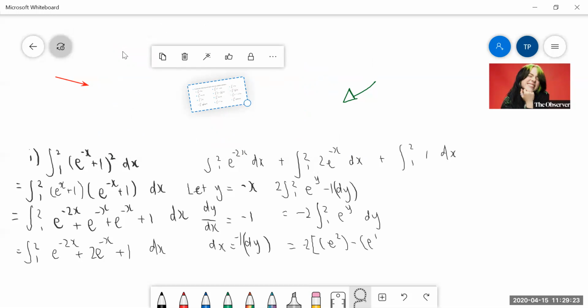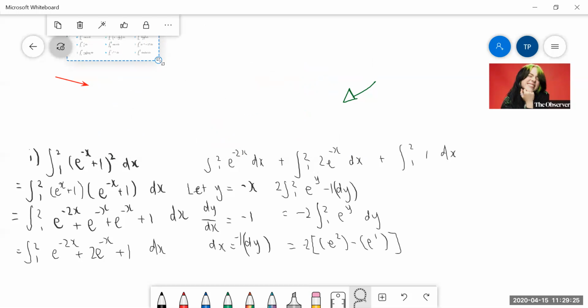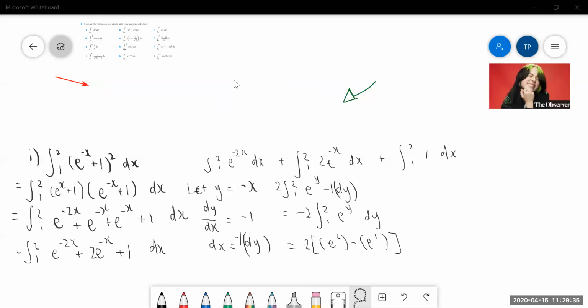Actually, I could have just done this. Then you have more space. Great. So this is right, the second one. Where do you get this -2 from? Oh, yeah. You're right. Correct.